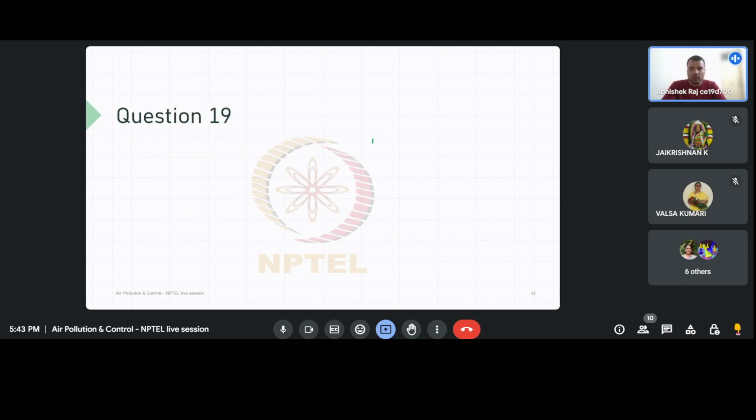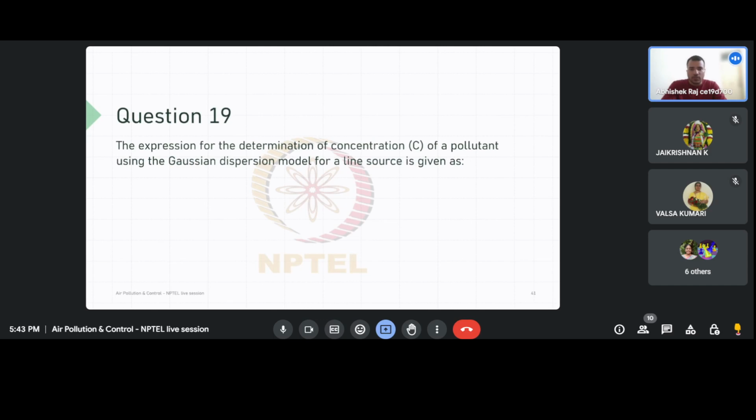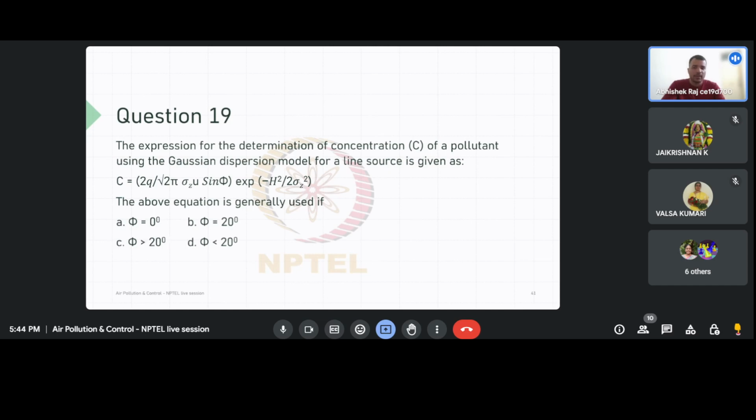Moving to the next one, question 19. So the equation for determination of concentration. C of a pollutant using the GPM model for a line source is given as, so we have been given the equation here. The above equation is generally used if, based on the condition we have to choose which is the right condition. So phi is 0 degree, phi is equal to 20 degree, greater than 20 degree, or less than 20 degrees. So I will drop the poll.